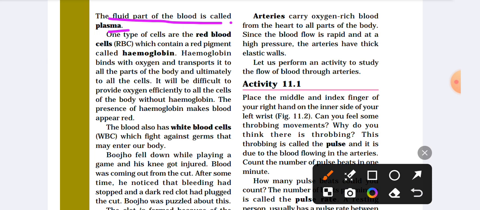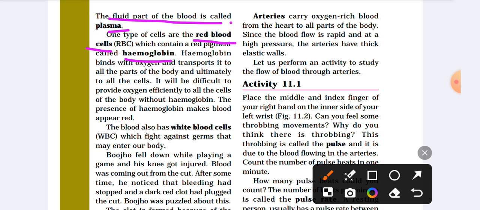Now, if there is water in the blood, what are the things that make the blood red? The answer to this question is red blood cells, which are red in color because of hemoglobin, a pigment present in them like chlorophyll in leaves. Now, what is the work of hemoglobin?